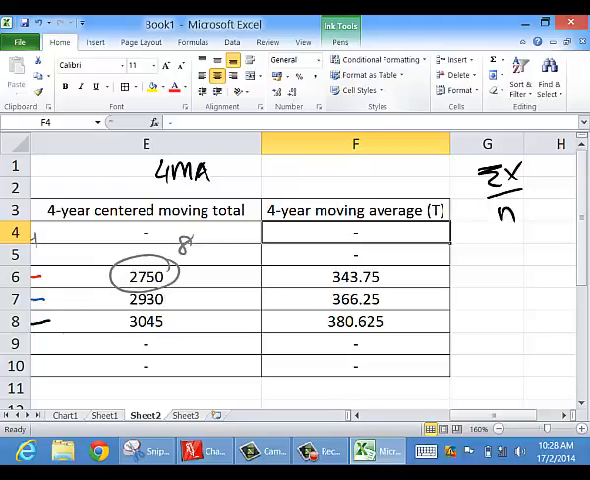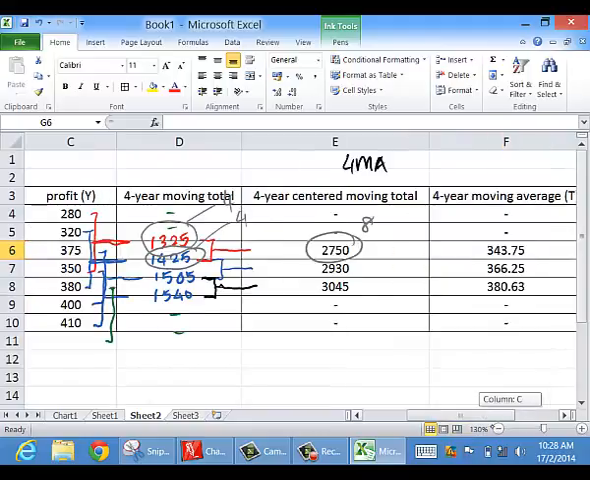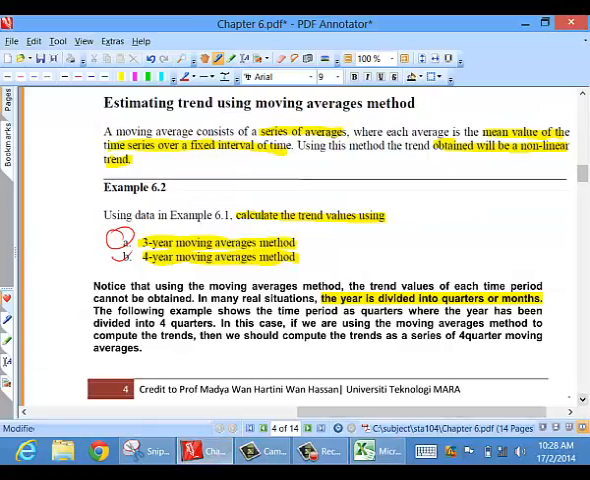Limit your value to 2 decimal points. Limit your value to 2 decimal points. So we are done with the 4 moving average. Can you follow? Any problem? Any questions? No questions? Then we move on to the next.